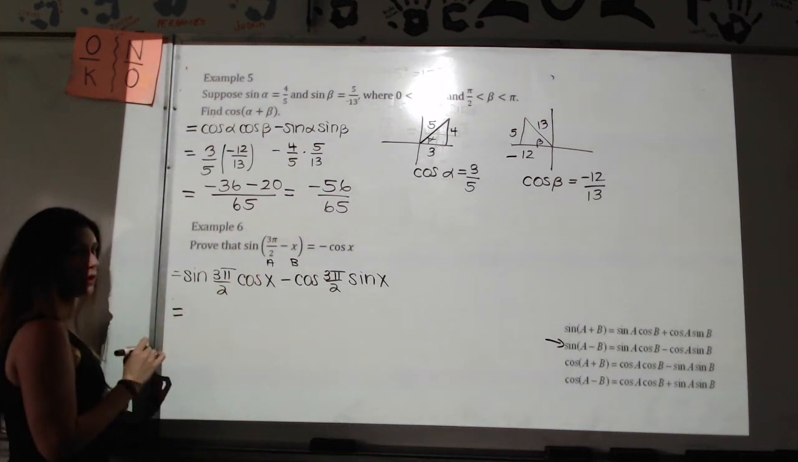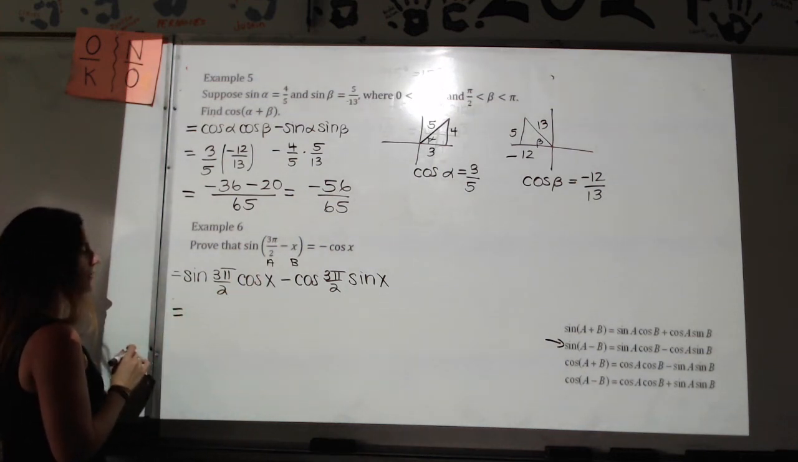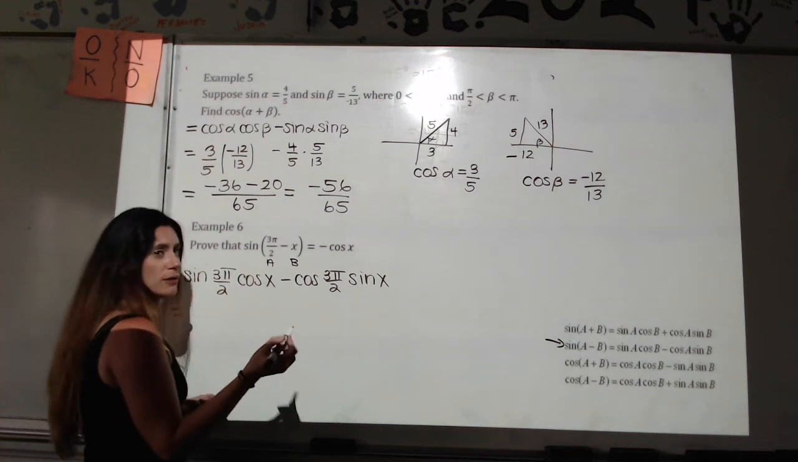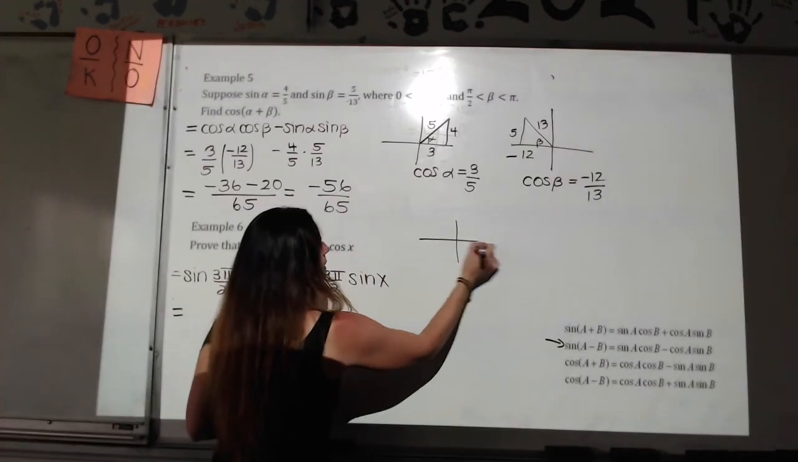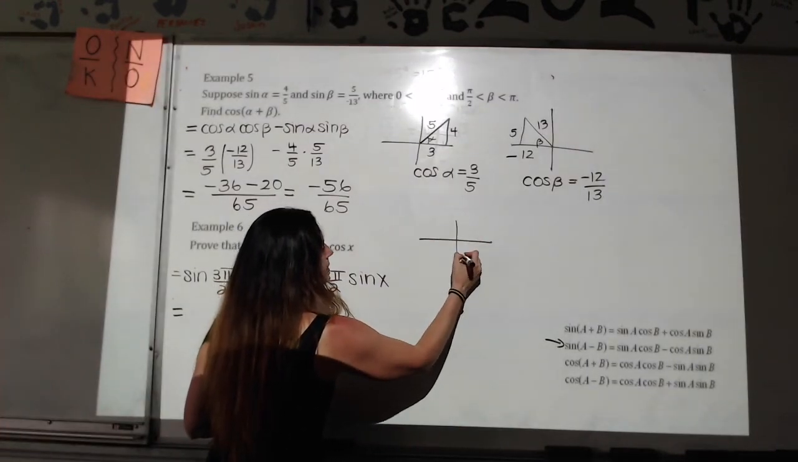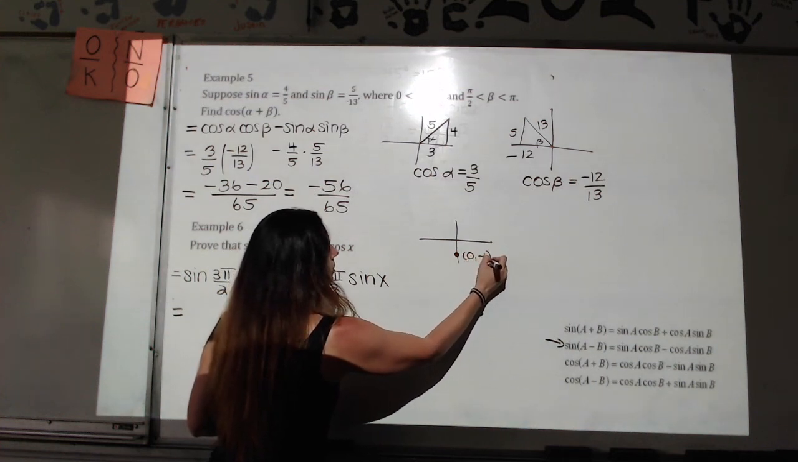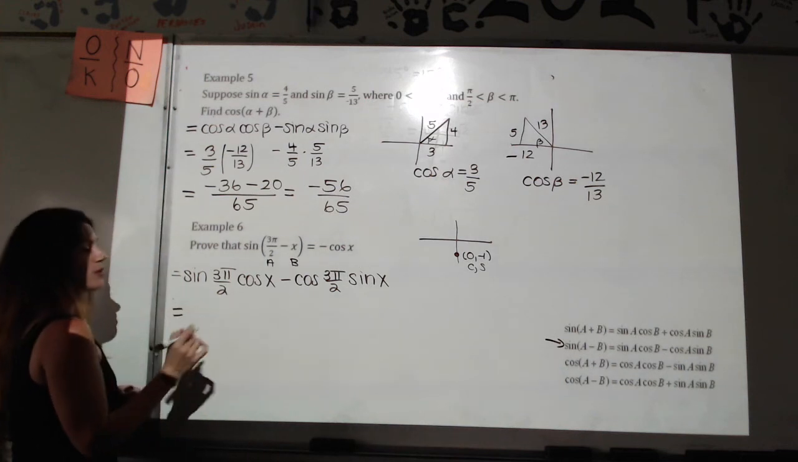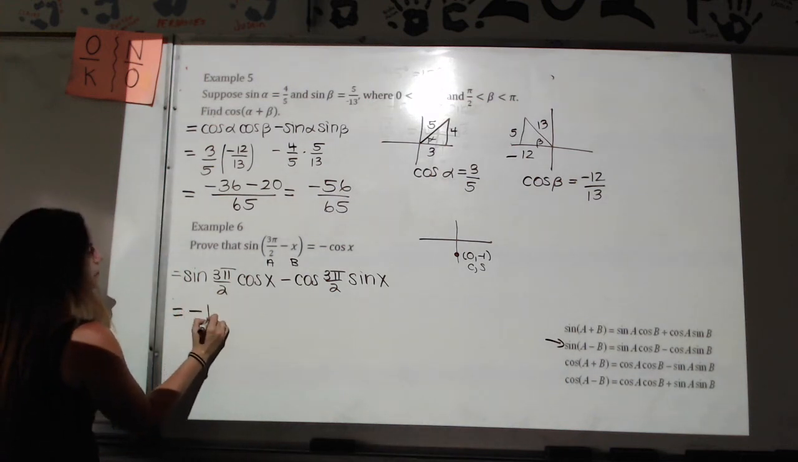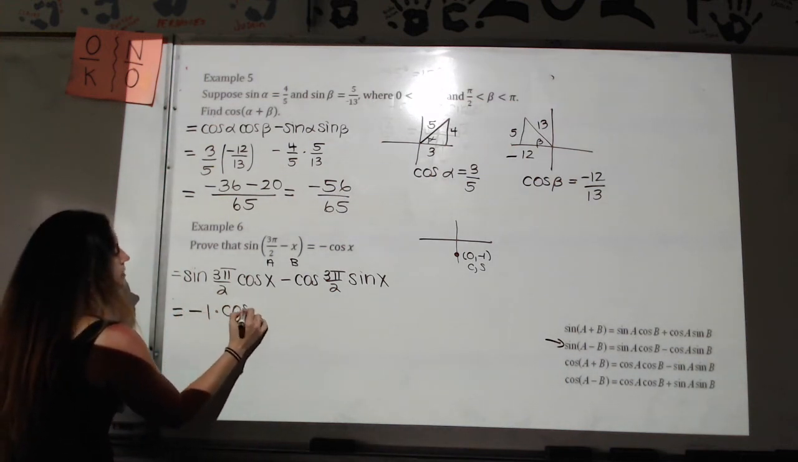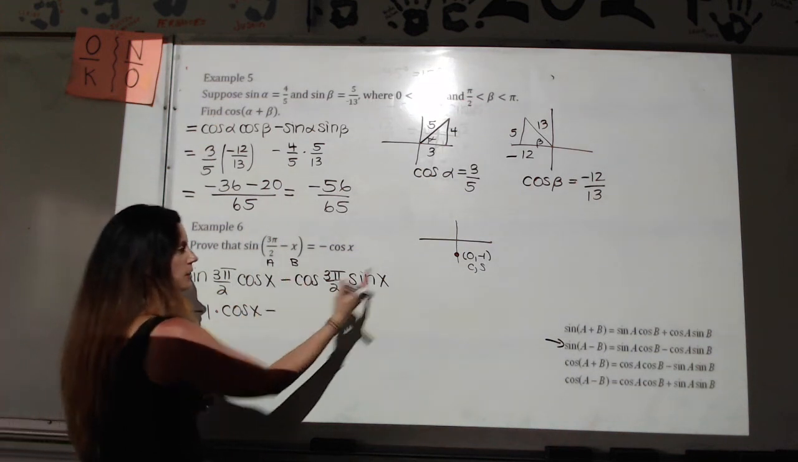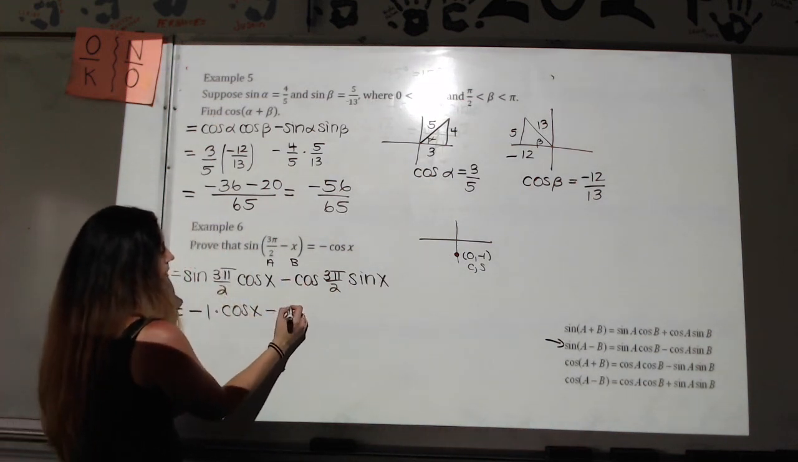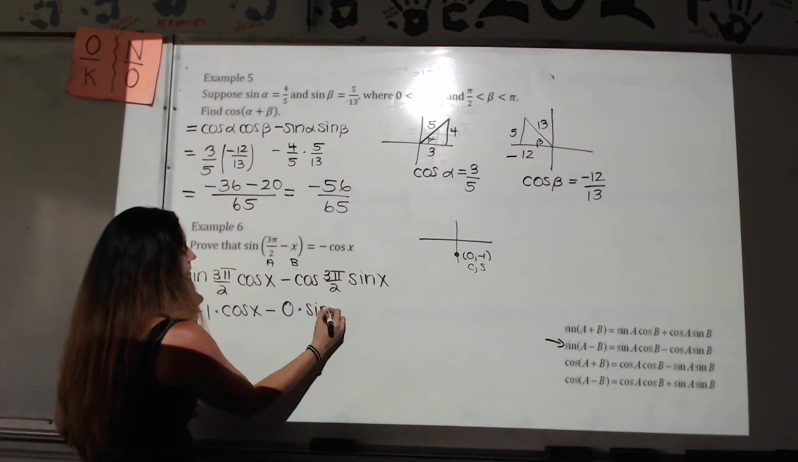So now you need to know all of these values. So the sine of 3 pi over 2, remember how I do it off the graph, but if you needed to know from your unit circle, down here is the point 0, negative 1, and just as a review, this comes as cosine comma sine. So the sine of 3 pi over 2 is negative 1 times the cosine of x, minus the cosine of 3 pi over 2 is the x coordinate, 0 times the sine of x.